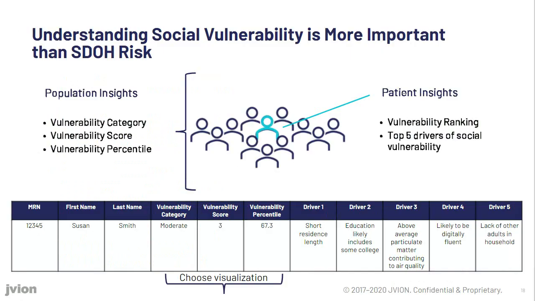That allows us to get to an individual view where we can look at a population and stack rank 10,000 individuals and say, Mr. Jones is in the 67.3rd percentile versus Ms. Smith, who is in the 99.9th percentile of risk from social vulnerability.